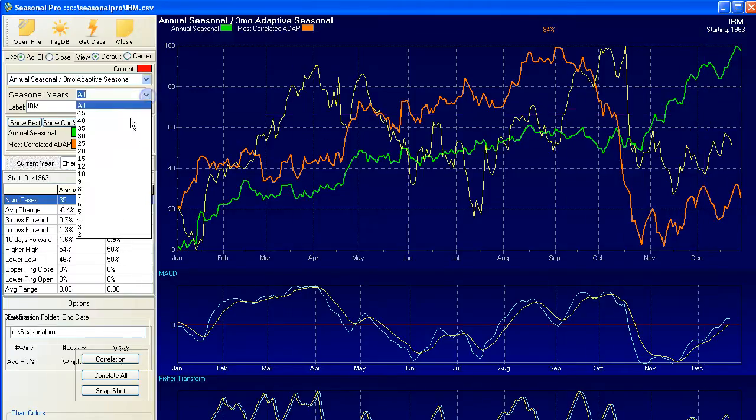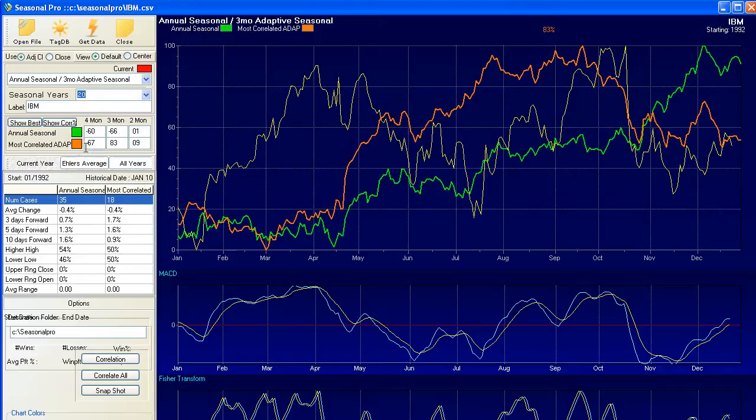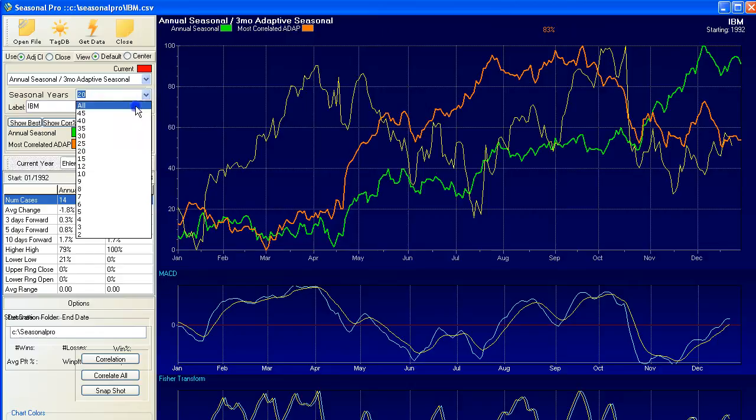So let me make it more clear. If I use the last 20 years of data for IBM starting in 1992, and I pick 10 years out of that to create this orange projection line, which 10 years? You can see it's really predicted the market pretty well. If I pick the years that look the most like the way it's recently been trading, that's going to give me a pretty good projection line, okay? Pretty good. And that's what the adaptive seasonals are, okay?